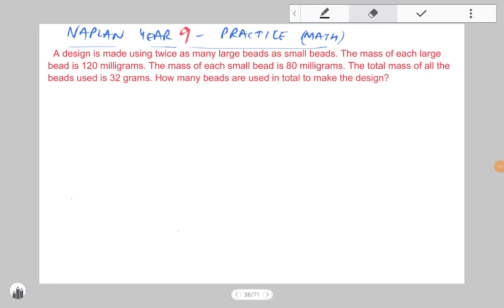This is a NAPLAN Year 9 practice math exam question. A design is made using twice as many large beads as small beads. The mass of each large bead is 120 milligrams. The mass of each small bead is 80 milligrams. The total mass of all the beads used is 32 milligrams. How many beads are used in total to make the design?